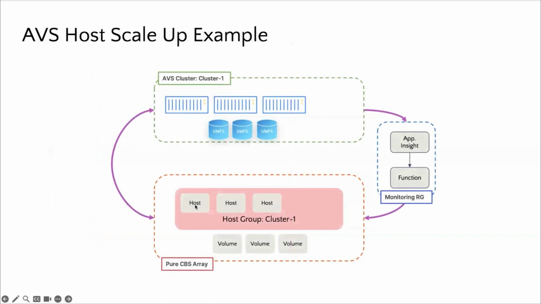To visualize this, let me show you an example of how we can do a host scale-up. Think about you have a cluster, call it cluster 1. This cluster has the minimum 3 nodes. Those 3 nodes have already been initialized, and we build the cluster between the array and the EVS. What does it mean? It means that now CBS is mounting 3 volumes.